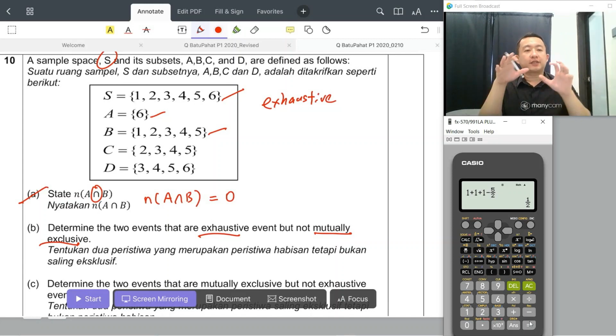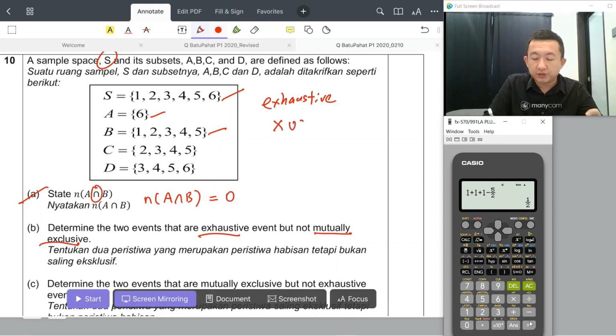When you say two sets are exhaustive, let's call them X and Y, when set X union set Y, that is everything you have. That is the sample space. Then they are exhaustive. X union Y equals the sample space, they are exhaustive.